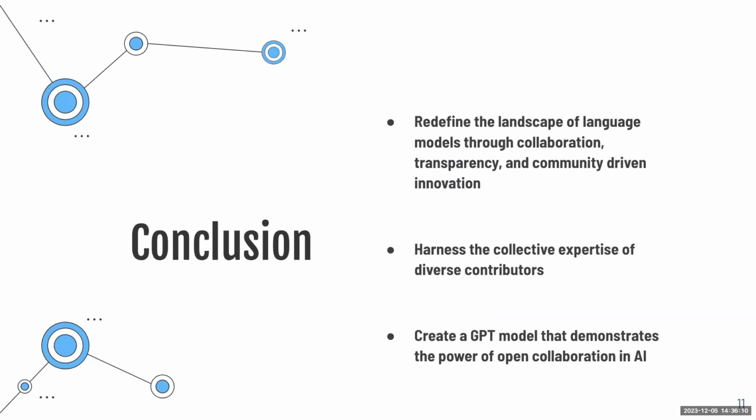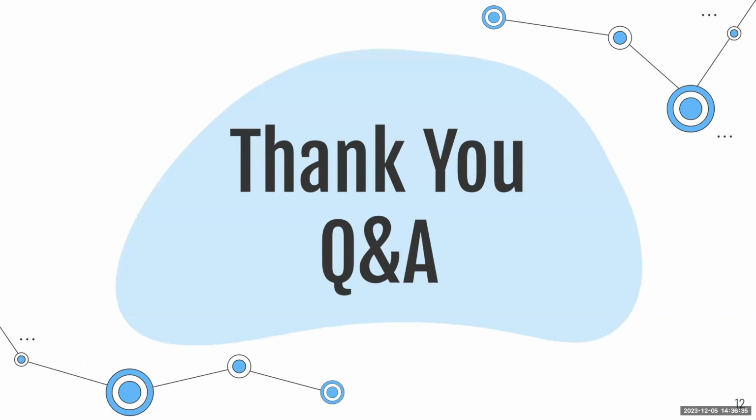And so, in conclusion, for OpenGPT, we hope to redefine the landscape of language models through collaboration, transparency, and community-driven innovation, harness the collective expertise of diverse contributors, and create a GPT model that demonstrates the power of open collaboration to AI. And I really do believe the biggest thing is democratizing artificial intelligence to everybody and not making it this exclusive private thing. So that's it. Thank you.